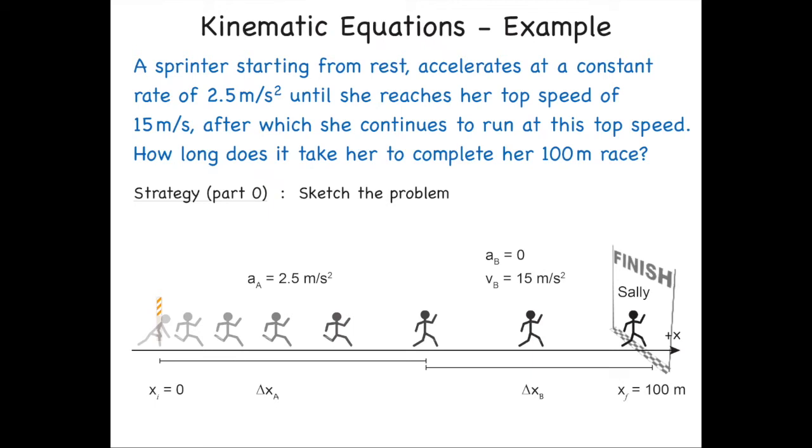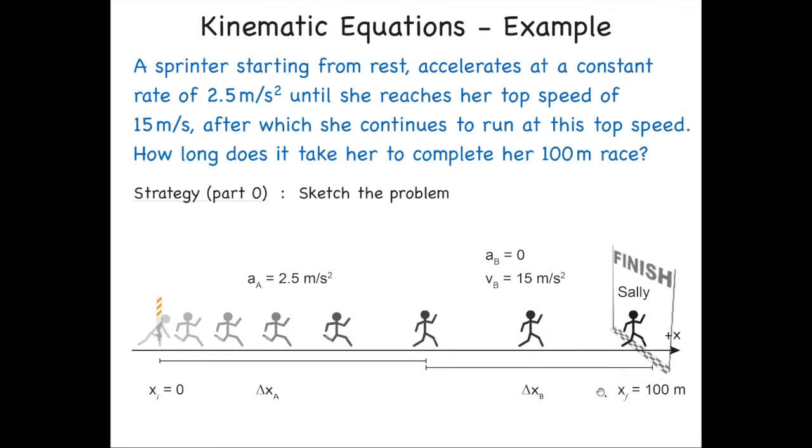All right, so we're going to go ahead and finish working our way through this problem. We have a runner that starts from rest, accelerates up to her top speed, and at some point, which is not specified, she's reached her top speed and she finishes the race at that speed. The race total is 100 meters.